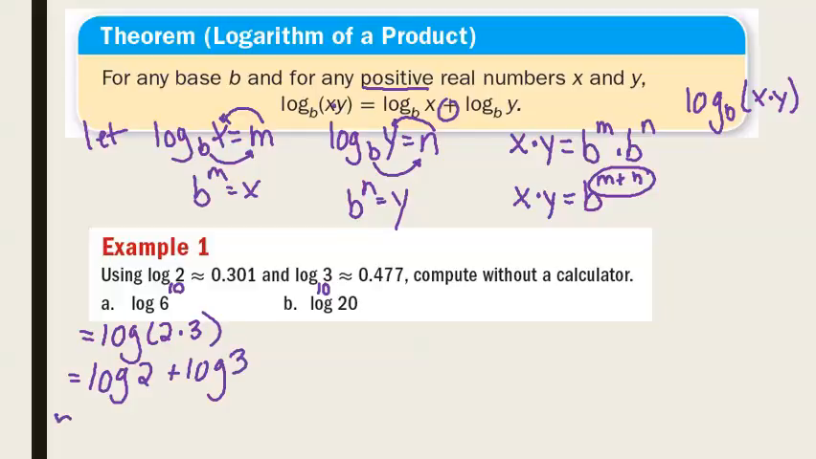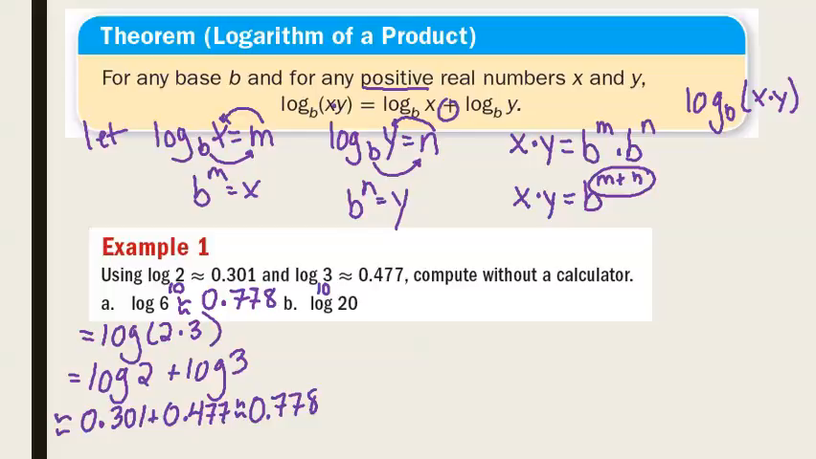And we know the value of both of those, so we know log base 10 of 6 is log of 2 plus log of 3, which is approximately 0.301 plus 0.477, which is approximately 0.778. So the log base 10 of 6 has to be approximately 0.778.